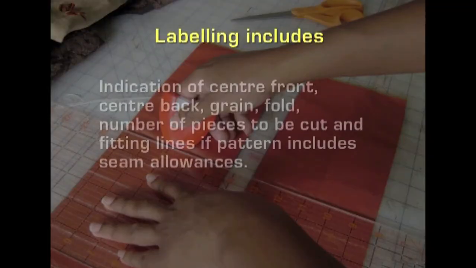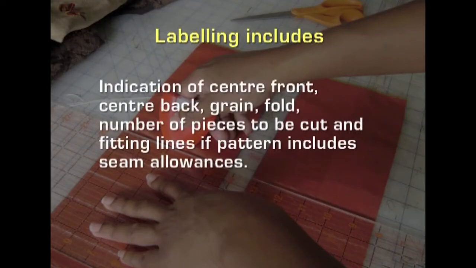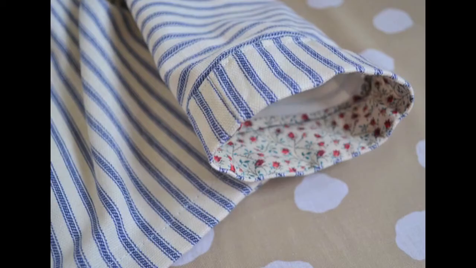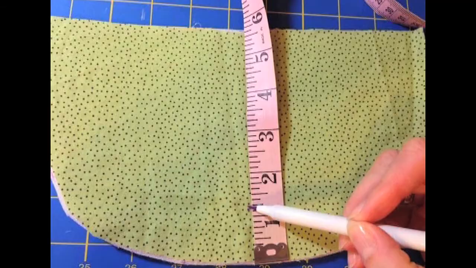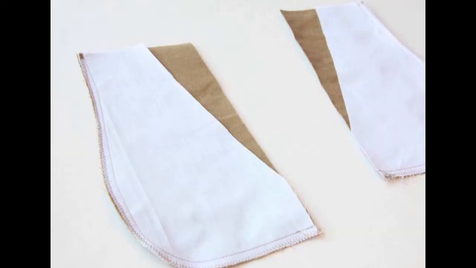Labeling includes indication of center front, center back, grain, fold, number of pieces to be cut and fitting lines if patterns include seam allowances. However, it is essential to remember that some pattern pieces need to be cut in more numbers than the rest. For example, collars, cuffs, pocket flaps, in which case the layout must be laid more than once, that is, on one of the two layers. Once the preparation of the patterns is made, one can proceed with the layouts.